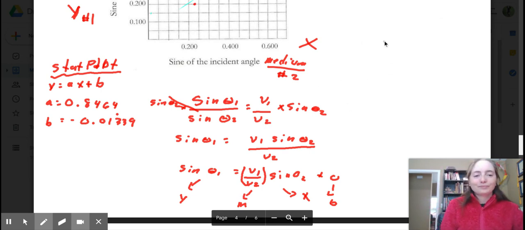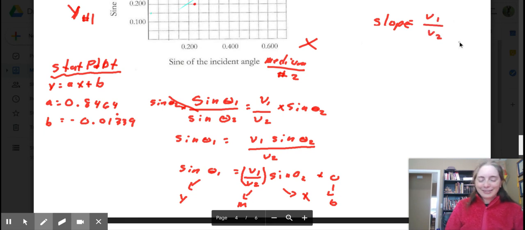All right. So, ladies and gentlemen, let's figure out how we can solve for speed in medium 2. How would we do that? We would take our slope. Our slope is going to be a part of V2. So slope is our V1 over V2. Well, do we know the speed of light in air? Of course we do. 3 times 10 to the power of 8. So we have our value of the slope.